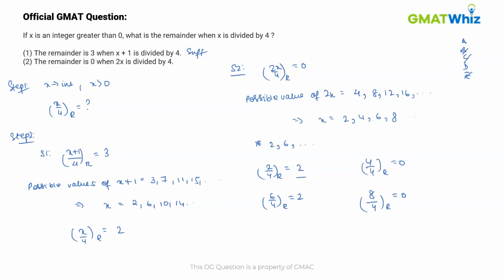Now we are getting two values of the remainder on dividing by 4. So statement 2 is not sufficient, and the correct answer is option A.